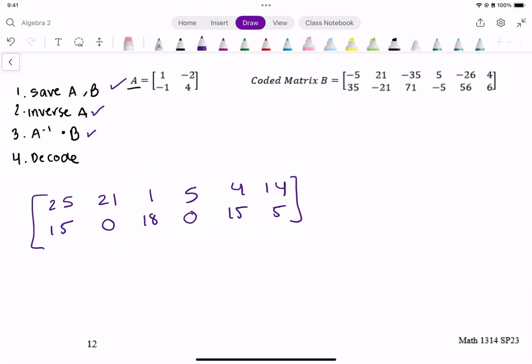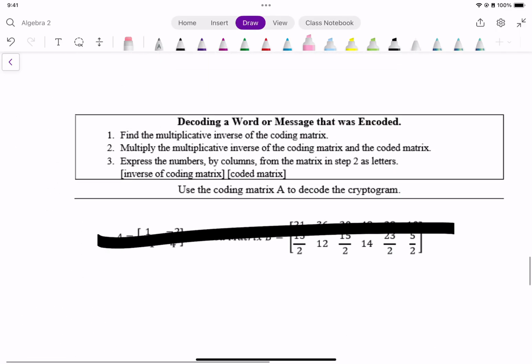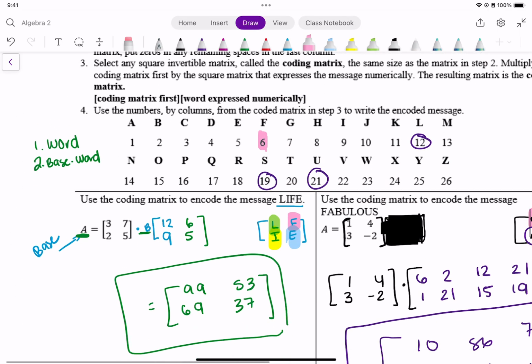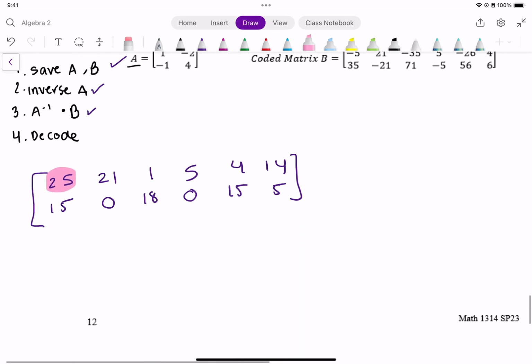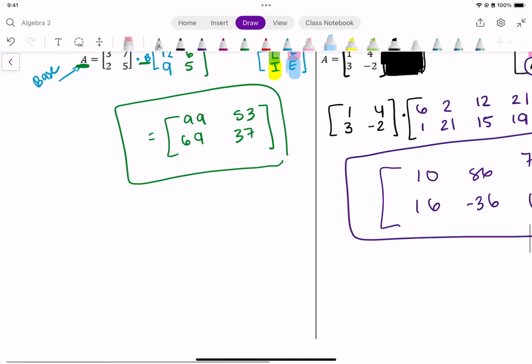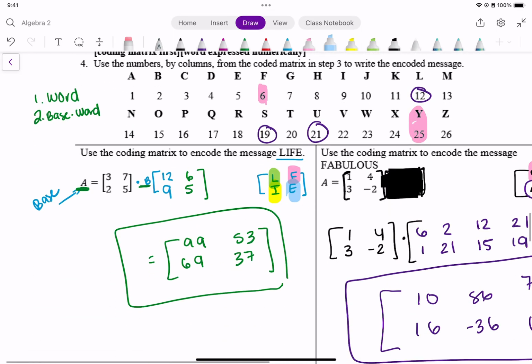What I mean by decoding is I'm looking at the alphabet. So first we're going to start with 25. So we have to go back to the alphabet, and 25 is Y. Okay, we're gonna continue down. 15. Okay, so we go back to 15. 15, O.